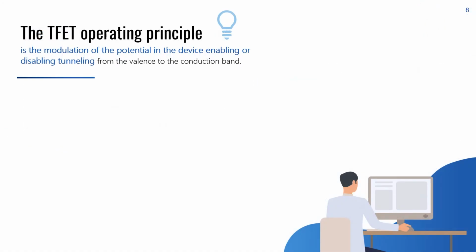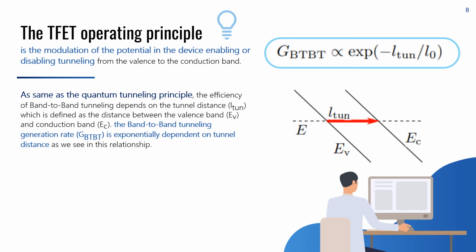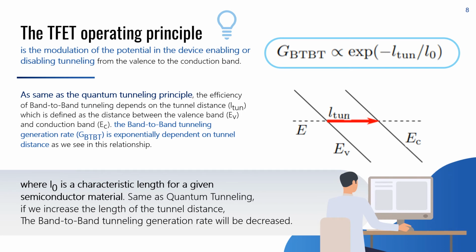The tunneling field effect transistor operating principle is the modulation of the potential in the device, enabling or disabling tunneling from the valence to the conduction band. As with the quantum tunneling principle, the efficiency of band-to-band tunneling depends on the tunnel distance, which is defined as the distance between the valence band and the conduction band. The band-to-band tunneling generation rate is exponentially dependent on tunnel distance, as we see in this relationship, where L0 is a characteristic length for the given semiconductor material. Same as quantum tunneling, if we increase the length of the tunnel distance, the band-to-band tunneling generation rate will decrease.